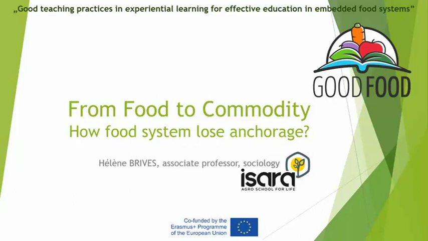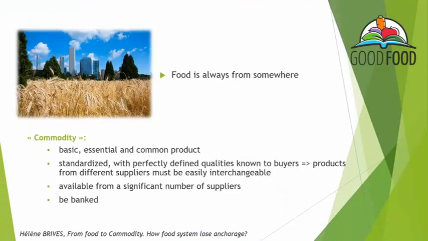From food to commodity, how food systems lose anchorage. In real life, food is always from somewhere. It has always been produced somewhere, and there are always people behind. How can it turn into a commodity?